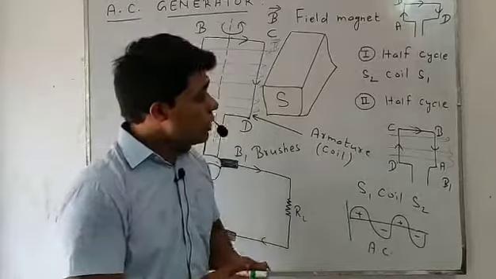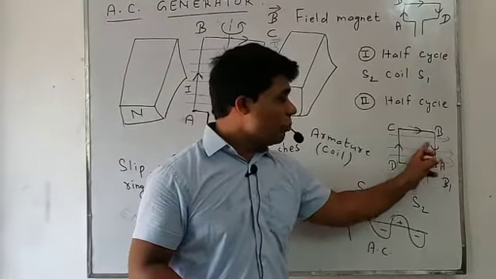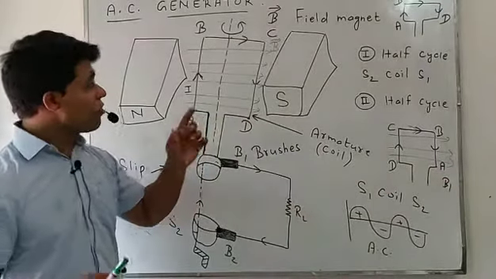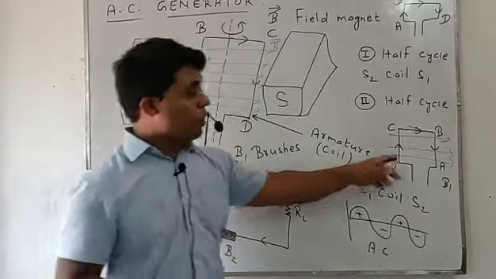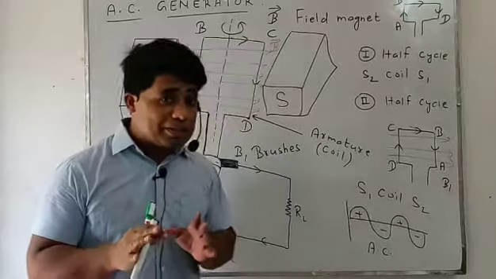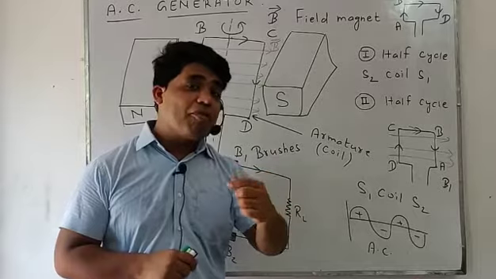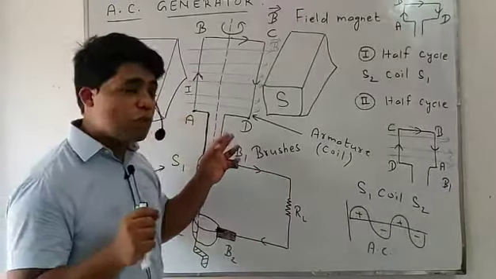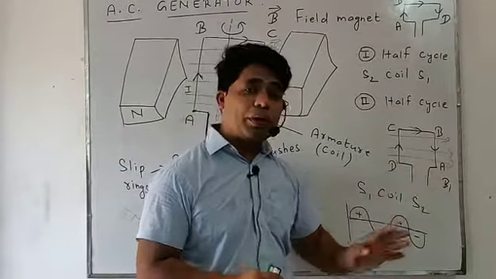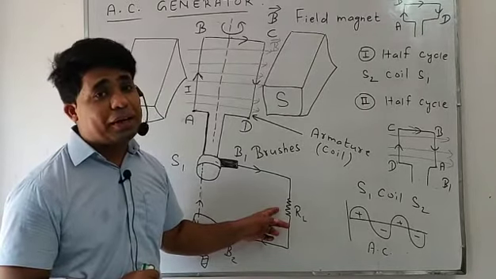Understood? So when the current moves from D to C in the second half cycle, it is moving from B to A. What was the direction of current in the first half cycle? A to B. What is the direction of current in the second half cycle? B to A. So it is an alternating current. Current is changing its direction in every half cycle. In the first half cycle, the direction of current was from A to B; in the second half cycle, from B to A. This is an alternating current. So you will get alternating current at the output load resistance.